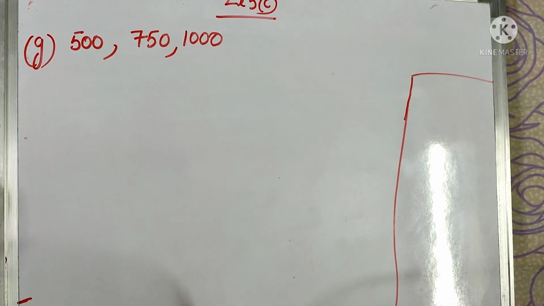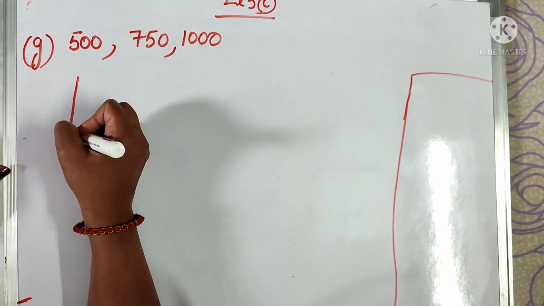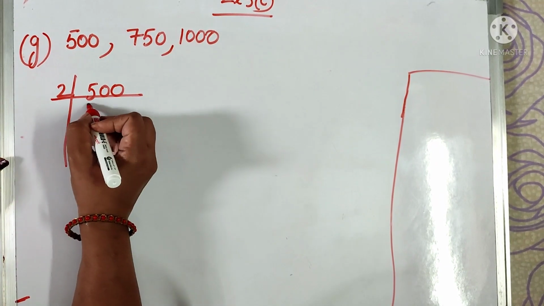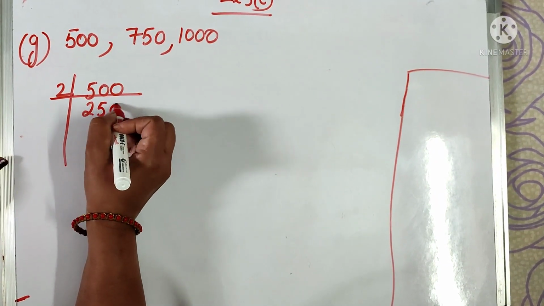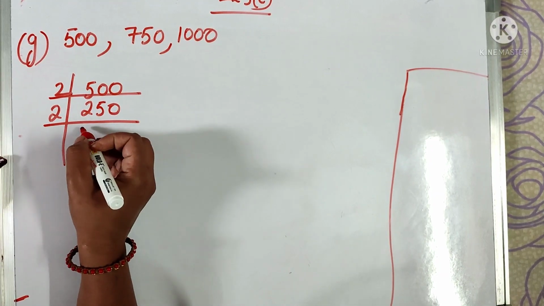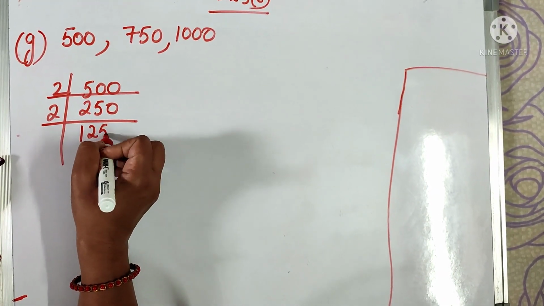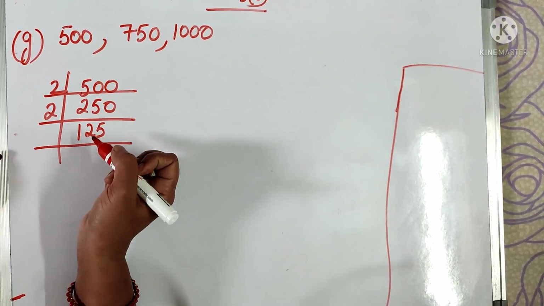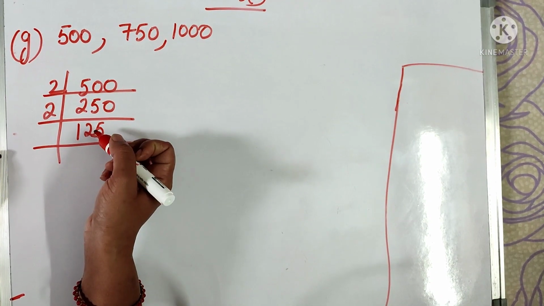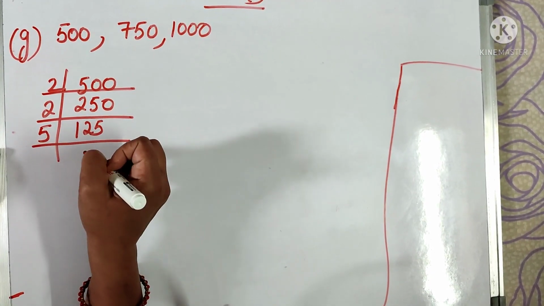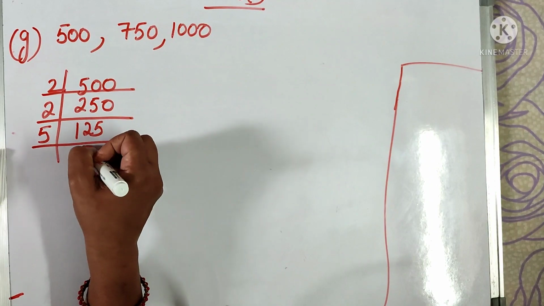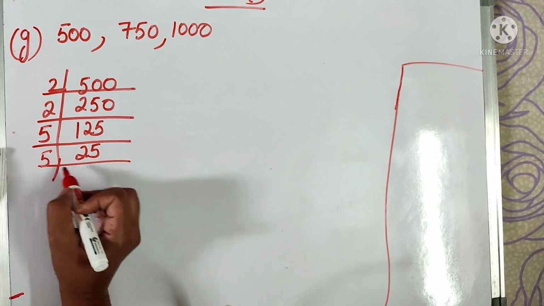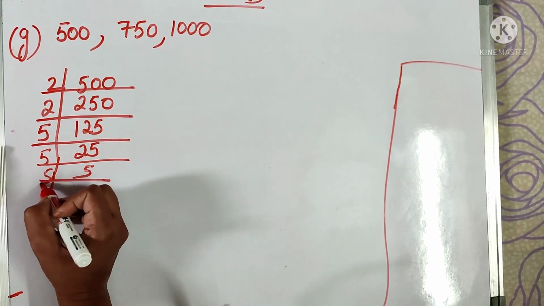HCF of 500, 750 and 1000. First we will prime factorize each of the numbers. First we will prime factorize 500. It will go by 2, 2 into 250. Again by 2 only, it will go to 125. Now, will it go by 3? 2 plus 1, 3. 3 plus 5, 8. So it will not go by 3. Will it go by 5? Yes, it will go by 5 because the last digit is 5. 5 2s are 10. 5 5s are 25. Then again it will go by 5. 5 5s are 25, and again it will go by 5, 5 1s are 5.